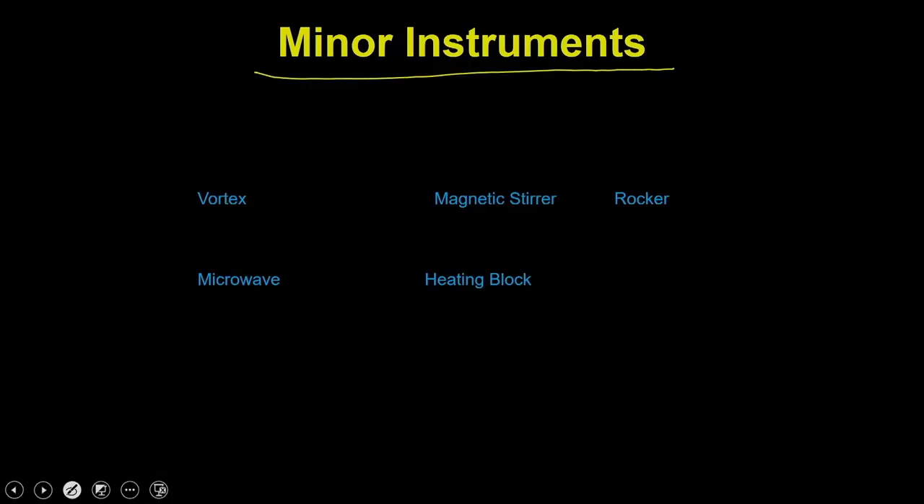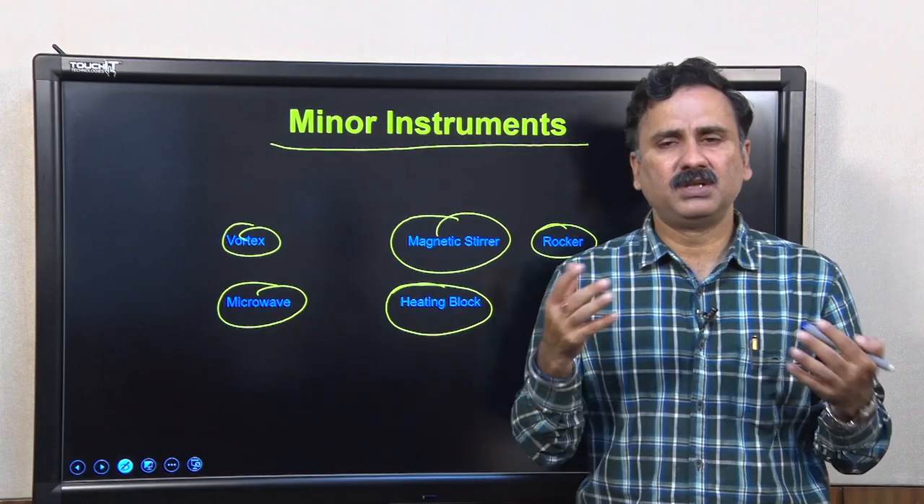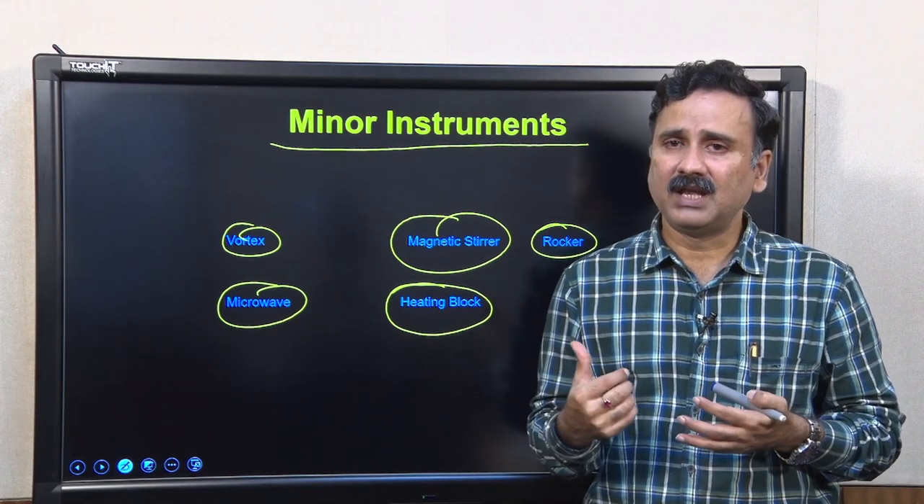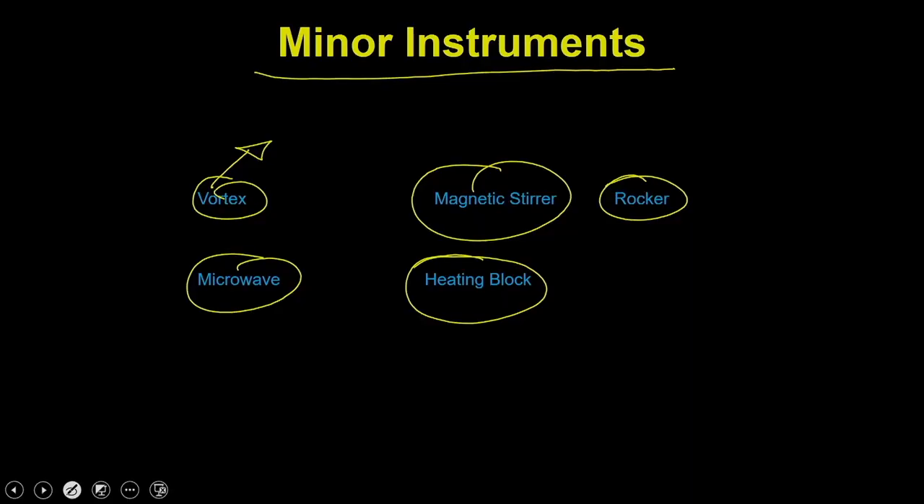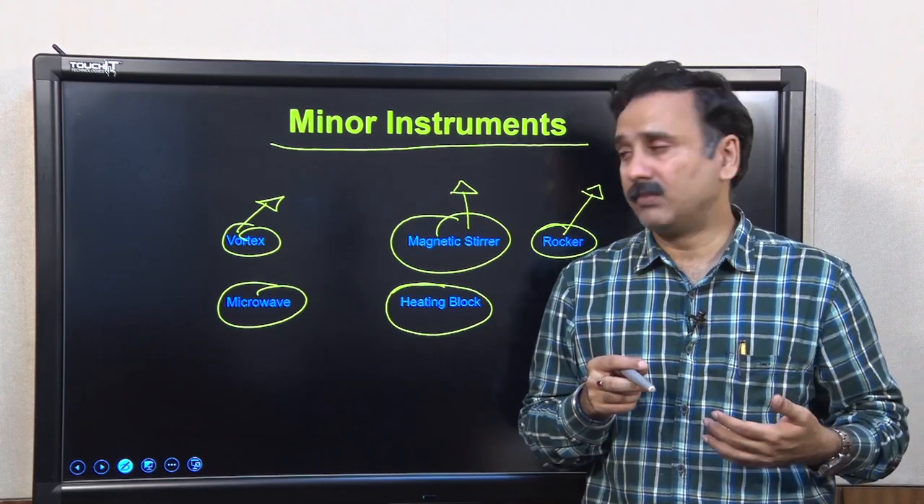Then there are the minor instruments like vortex mixers, magnetic stirrers, rockers, microwaves, and heating blocks. These are minor equipment which does not require much maintenance, but all of these are very, very essential. For example, the vortex is used for mixing materials, magnetic stirrers are used to prepare solutions, and the rocker is used to rock the sample so that it mixes. You use the rocker for performing gel staining as well as for western blotting.